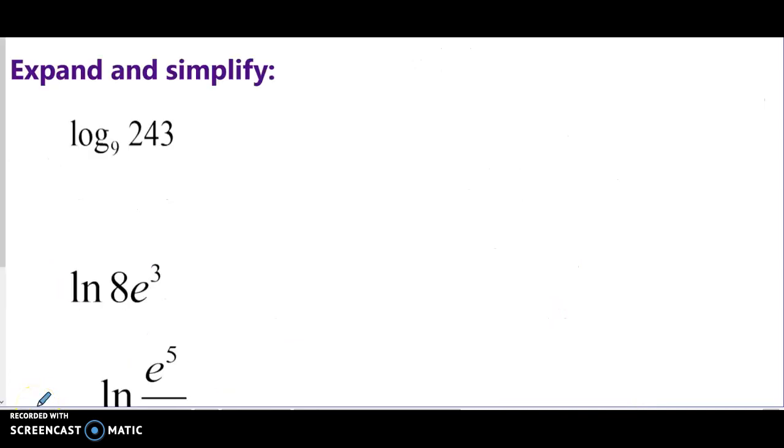All right, last but not least, I'd like you guys to expand and simplify. The key thing here would be trying to simplify whatever you can. If you can't simplify, then leave it as the log of whatever, okay? So go ahead, put me on pause, and we'll check our work.